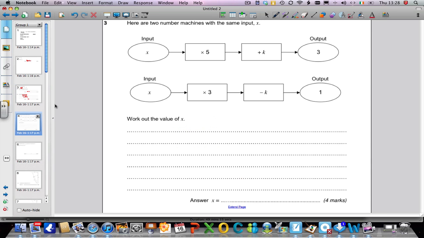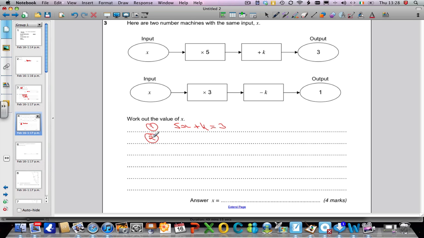Right, question 3. We're given two number machines with the same input x, and we're asked to work out what x is. Well, I don't like number machines like this, so what I'm going to do is turn it into an equation. So we take x, we multiply it by 5, that gives me 5x. We add k to it, and then the output is 3. Okay, so there's the first one done.